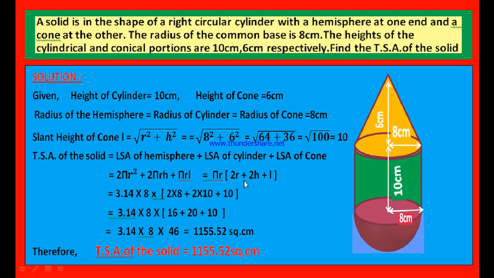We know that height of the cylinder is 10. Therefore 2 into 10 plus l, the slant height of the cone, is 10. Now simplify. 3.14 into 8 into (2 into 8 is 16, 2 into 10 is 20, plus 10). 16 plus 20 plus 10 is 46. 3.14 into 8 into 46, you will get 1155.52 square centimeters. Therefore, TSA of the solid is equal to 1155.52 square centimeters.